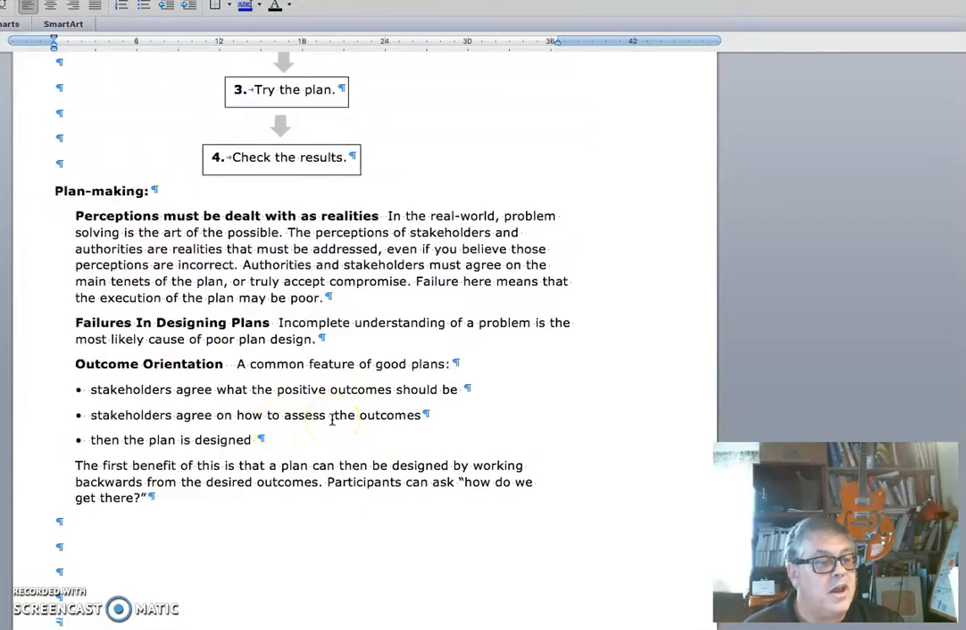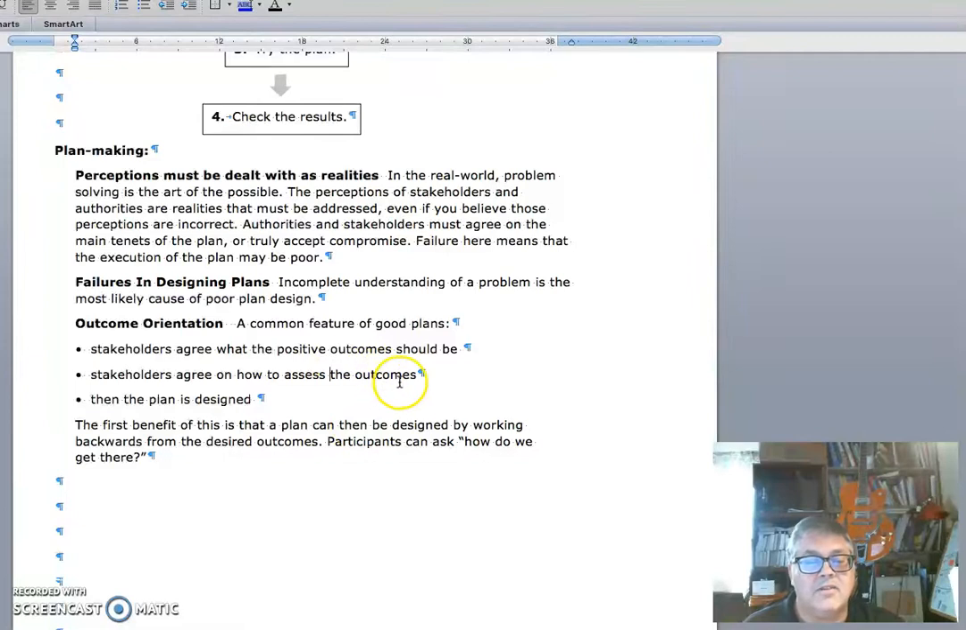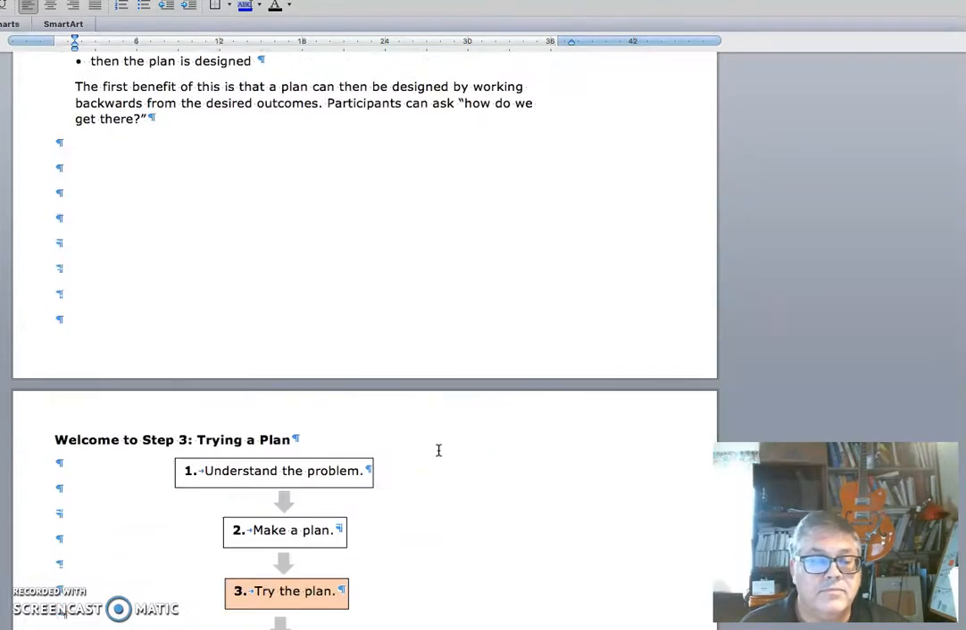We're trying to get this outcome, and then when we check the results, did we actually get the outcome that we wanted? If you were trying to reform a school, you might say we want to increase grades, or we want to increase scores on a standardized test, or we want to increase satisfaction. You need agreement on how to assess the outcomes. Once you know what the outcomes are and how you want to assess them, then design the plan. The benefit, as I mentioned, is that you can work backwards from the desired outcomes. You figure out what you want, and then you ask, how do we get there?